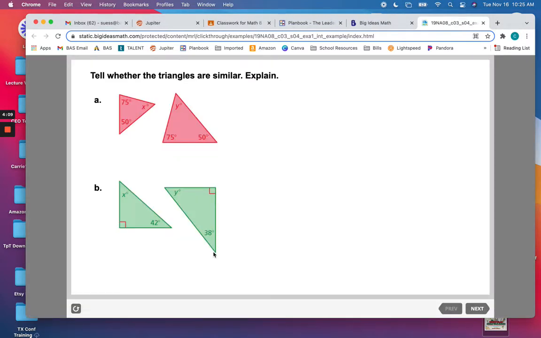So we're going to tell whether these triangles are similar. Let's look at the red. We have two angle measures of each of these. Can we compare x and y? Yes, you can. We have an angle 75 and angle 75. We have an angle 50 and an angle 50. Are x and y going to be congruent? Yes, because no matter what, they add up to 180, right?